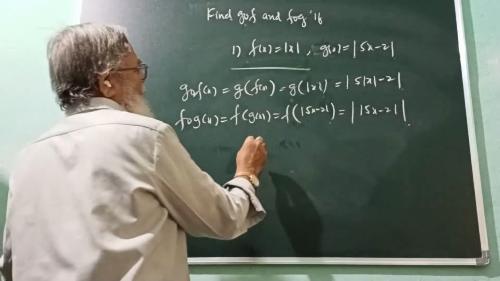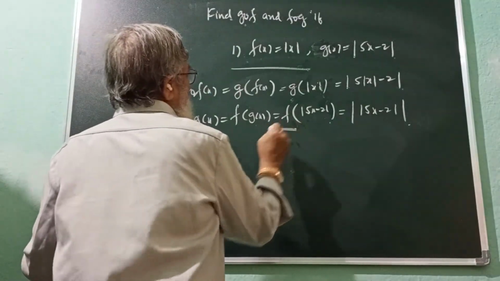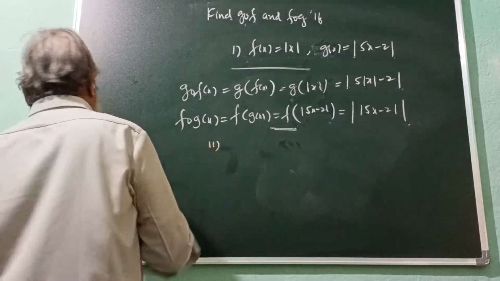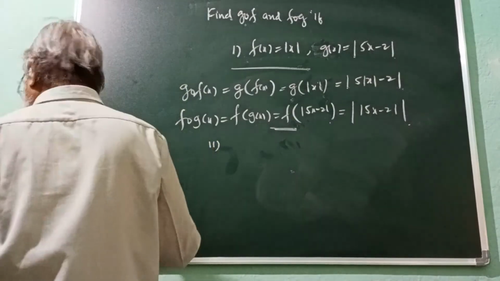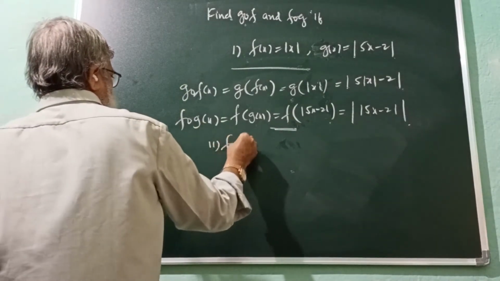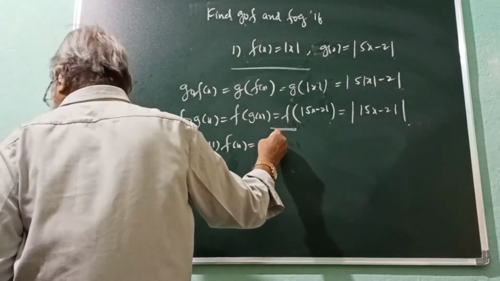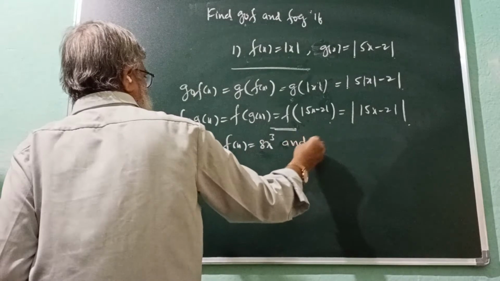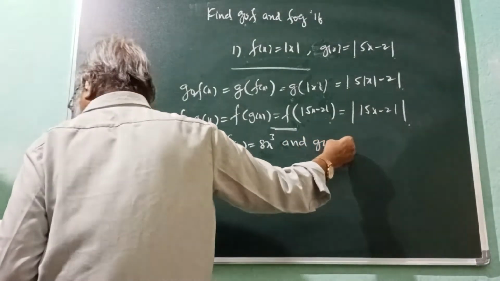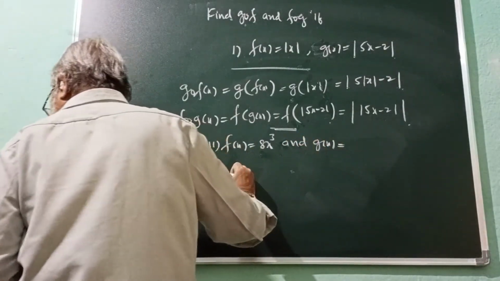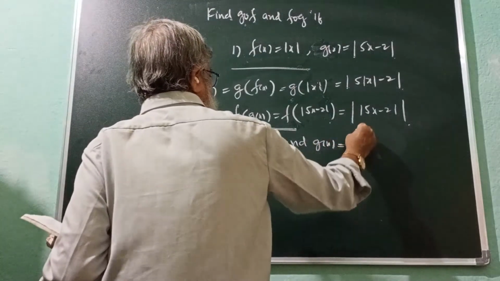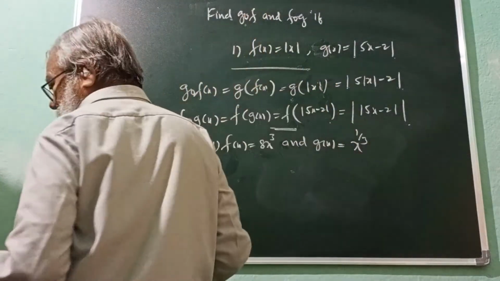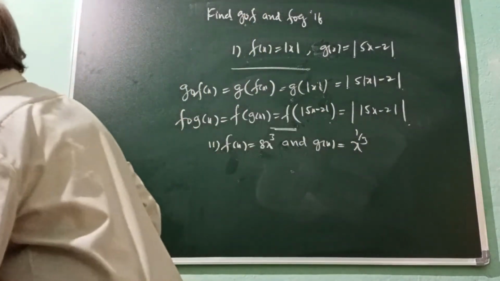Similarly, let us solve a similar problem. Here it is, second one. Fx is given by 8x cube and gx is given by x raised to 1 by 3. Here also we have to find out g composition f and f composition g.